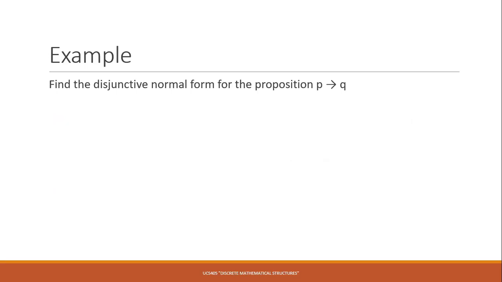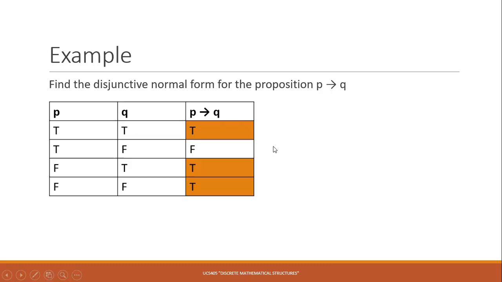Example, we have to find the DNF of this proposition, P implies Q. We know that the truth table for P implies Q is like this. P implies Q will be false only when P is true and Q is false. Otherwise, it will be true. So there are three rows in which the output has true as the truth value. So there will be three min terms in the DNF.